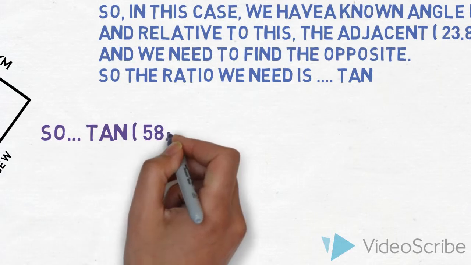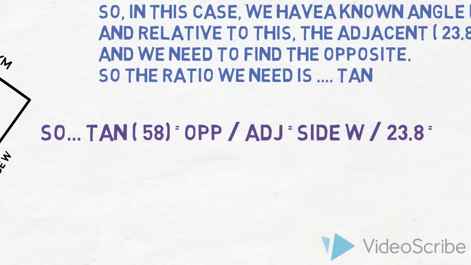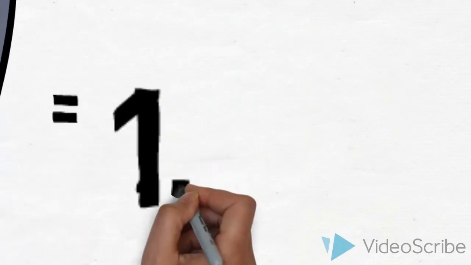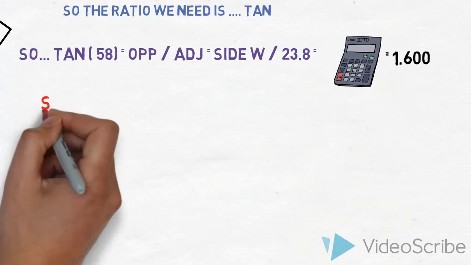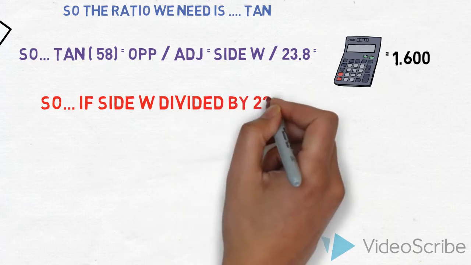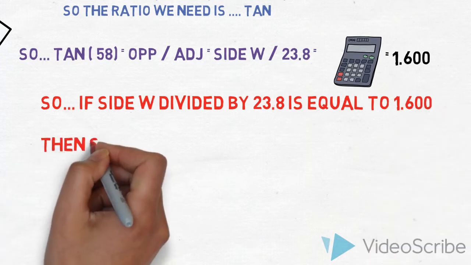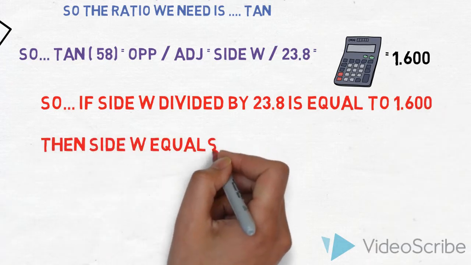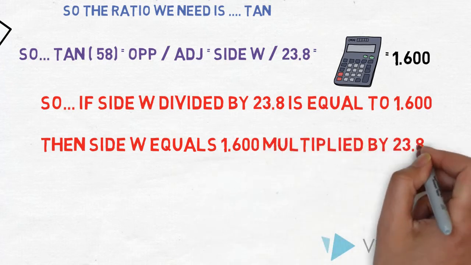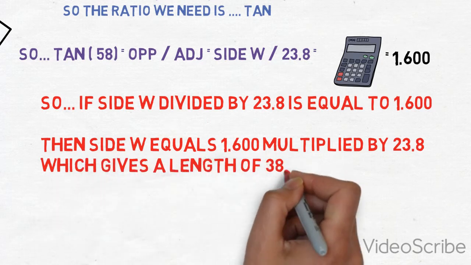So tan 58 is opposite divided by adjacent, which is side W divided by 23.8, and using a calculator, that turns out to be almost exactly 1.6. So if side W divided by 23.8 equals 1.6, then side W is equal to 1.6 times 23.8, which gives us a final answer of 38.09 kilometers.